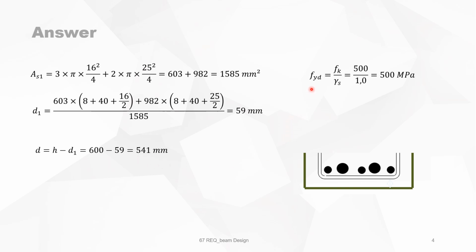The design value of the yield strength fyd is then equal to 500 divided by 1 because we are in ultimate limit state accidental. So it's not 1.15 but 1. So this is 500 megapascal.